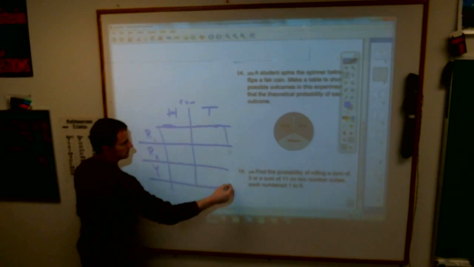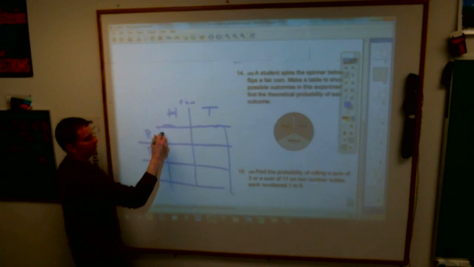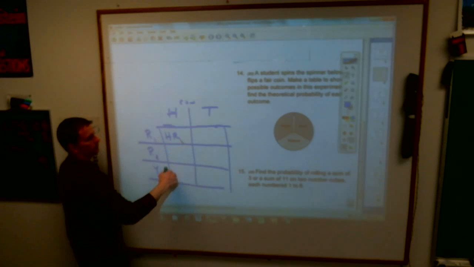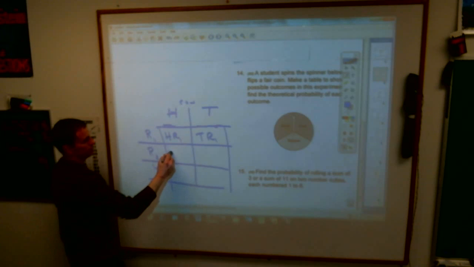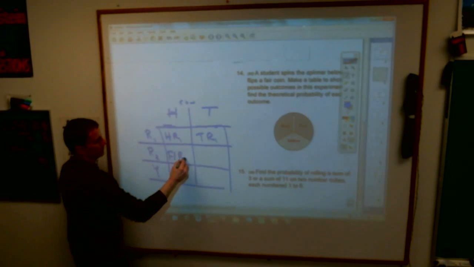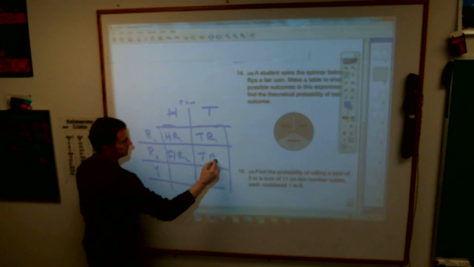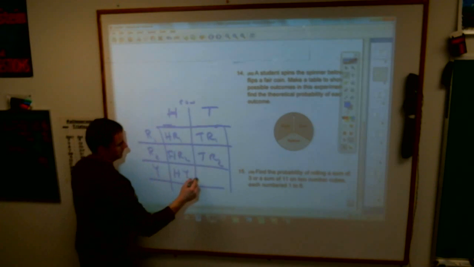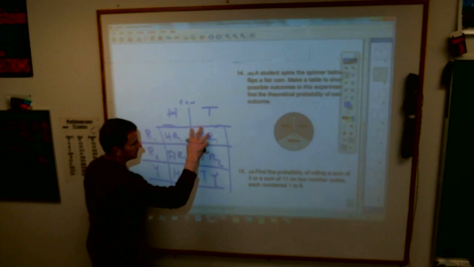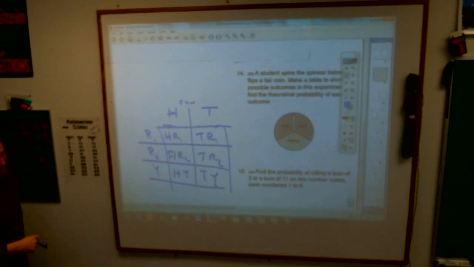Okay. You can get a head in a red 1. You can get a tail in a red 1. You can get a head in a red 2. You can get a tail in a red 2. You can get a head in a yellow, and you can get a tail in a yellow. So this is all of your combinations. That's what they're saying by making a table. You could do it as a tree diagram and get really the same exact thing.